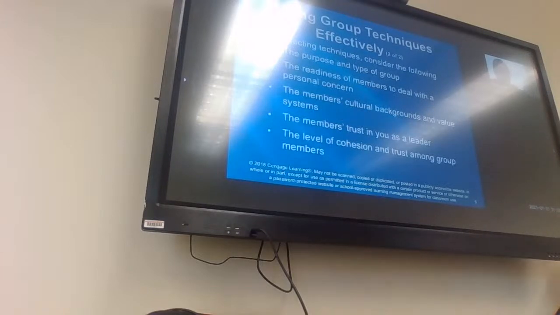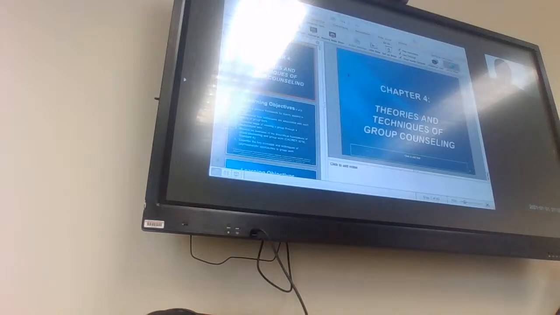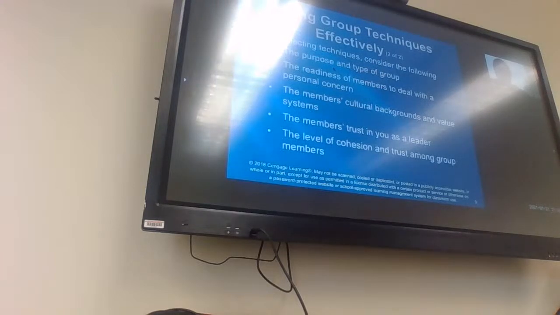Now, in selecting techniques, you want to think about the purpose and the type of group. Not every technique is going to be as useful for each group. For example, if you're dealing with people who have limited insight, you're not going to do a lot of the deep thought work. You might focus on the concrete expression of what they're experiencing in the moment and not rely on thought work or the insight-driven therapy or techniques.